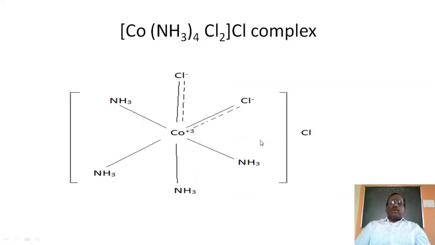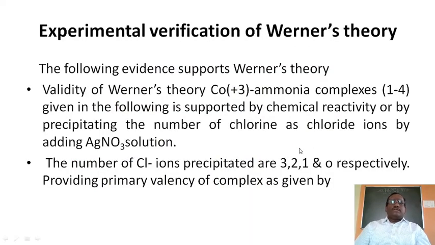Similarly, in this molecule there are 3 chloride ions and 4 ammonia ligands, and 2 Cl minus ions act as ligands as well as having ionic character. Only 1 ion gets ionized. So by using these examples, experimental verification of Werner's theory is possible. He gave a number of examples, and by using various experimental evidences, supported the existence of coordination compounds. The following evidences support Werner's theory.